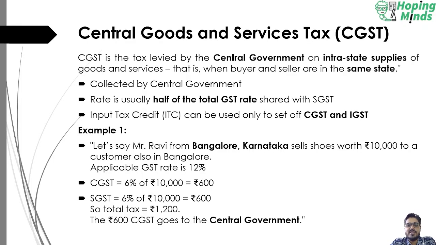Okay, so the first one is Central Goods and Service Tax. CGST is the tax levied by the central government on the intra-state supplies of goods and services, that is, when buyer and seller are in the same state. Intra-state supplies implies movement of goods within the same state, that is, the boundary of the state is not crossed. So, CGST is collected by the central government and the rate is usually half of the total GST rate shared with the SGST. Input tax credit can be used only to set off CGST and IGST.